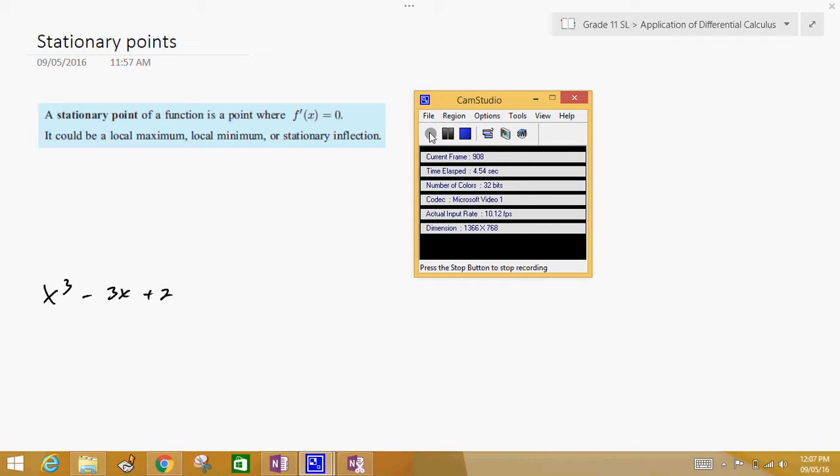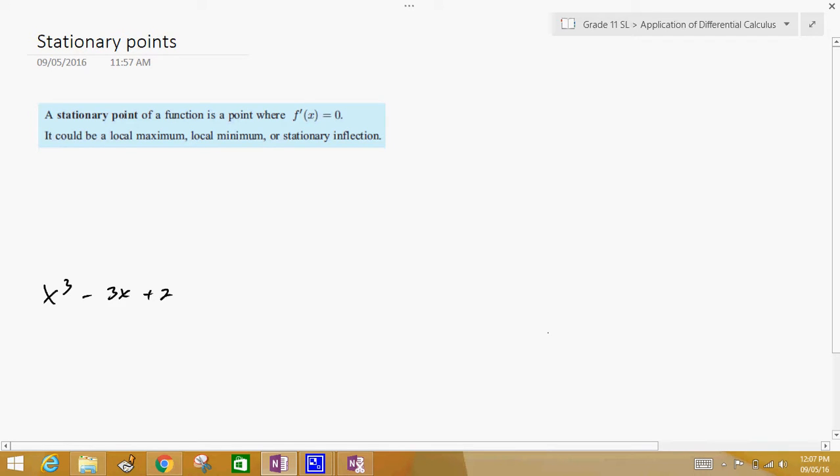Today we're going to be looking at stationary points. A stationary point is when the slope is equal to 0. There are three different kinds of stationary points. One is a minimum, right here where your slope is equal to 0. The other one is a maximum, where your slope is equal to 0.